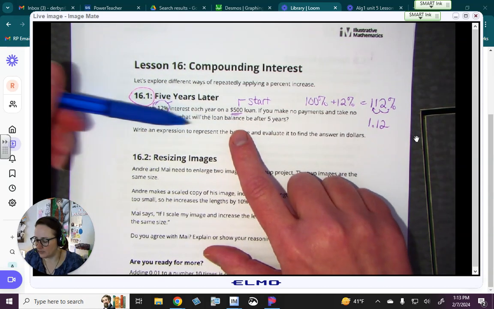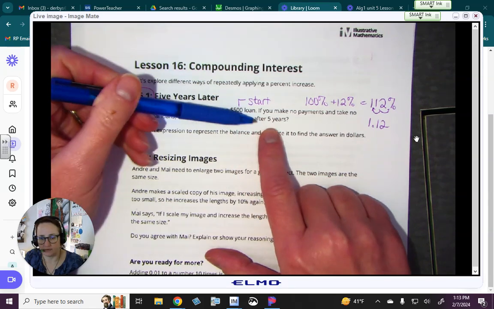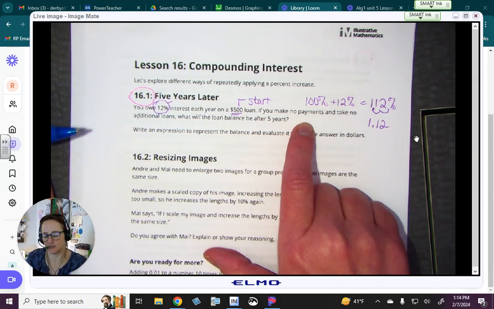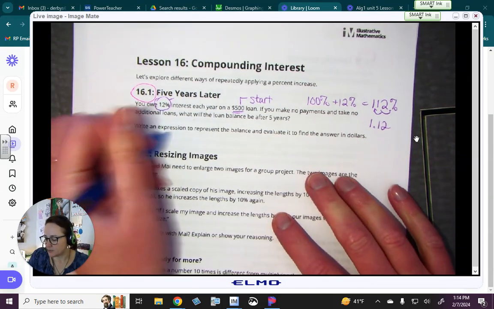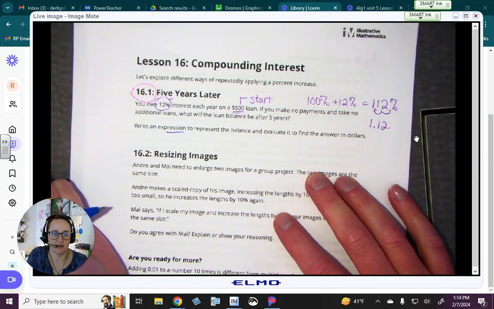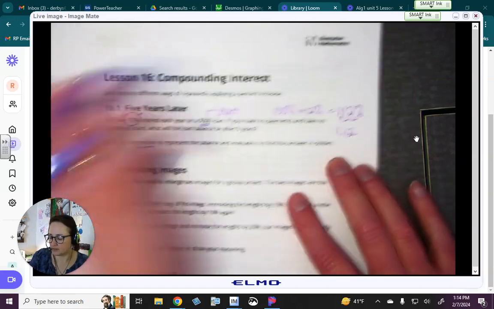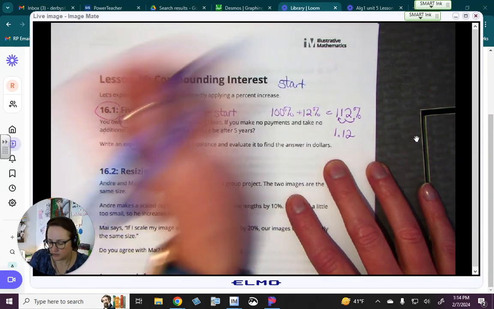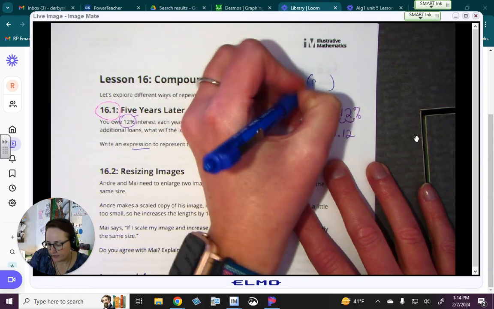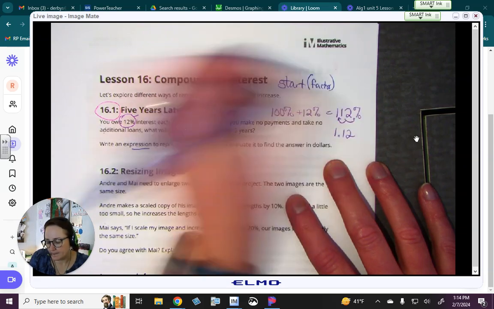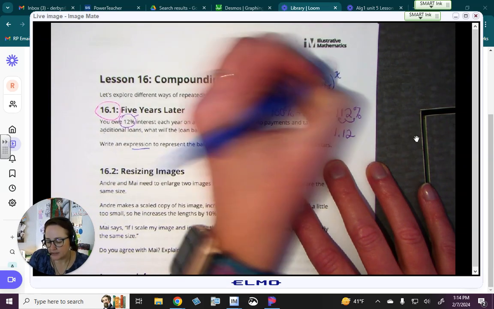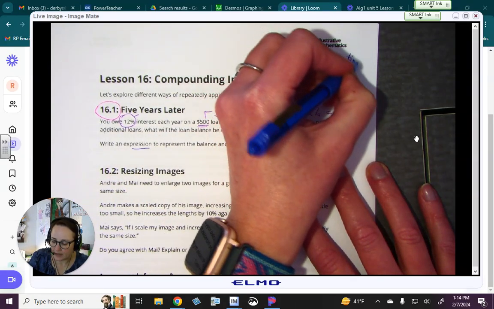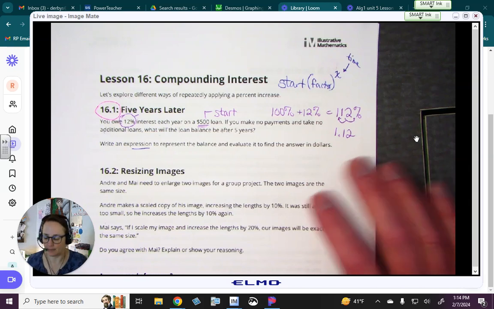It wants to know what will be the loan balance after 5 years if we make no payments and we don't take out any additional money. So our expression to help us represent that is exactly what we have done before every time that we're writing an equation. We're going to have our starting amount, our multiplier factor, and we're going to raise it up to an exponent, and this is always time. Okay, so that exponent is always a time element.